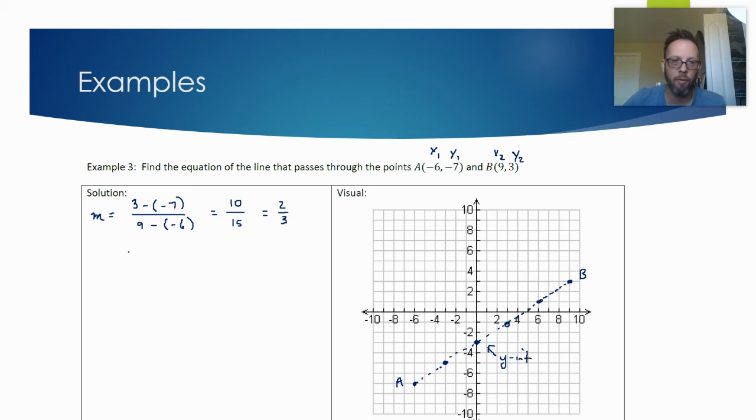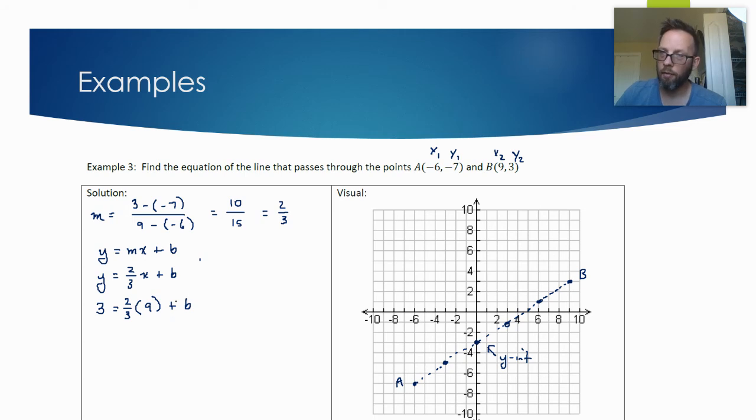Let's show this algebraically. So we want the equation of the line y equals mx plus b. And we just found out the slope is 2/3. How do we find b? Same way every time, you plug in a point. And which point do you want to use? It's up to you. I think I'll use B because all the numbers are positive. I know that I get a y value of 3 when the x value is 9. And let's solve for b.